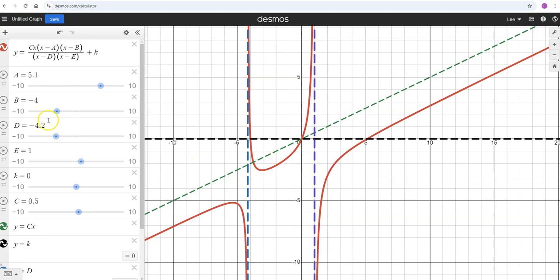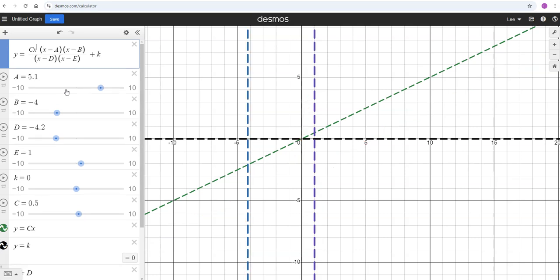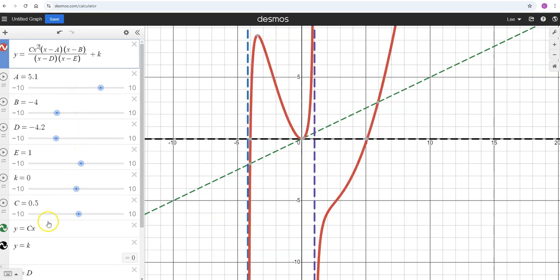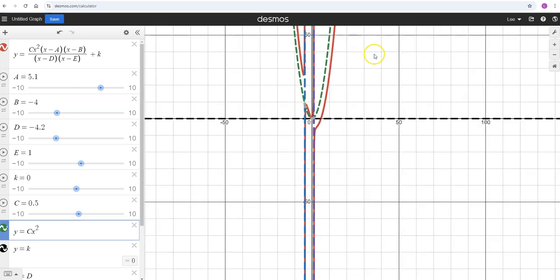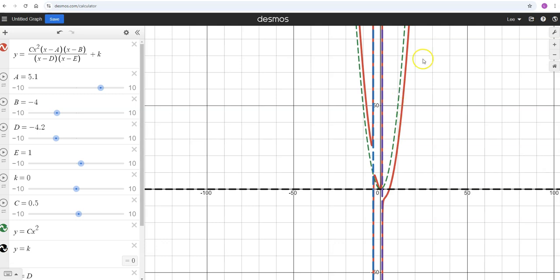One last thing I'll say is if you put in something like cx squared, this would also be what we call an oblique asymptote, right? The graph is going to approach these as I head out to the left and right on my graph. So you can have asymptotes that are parabolas or other shapes, cubics, not just lines or slanted lines that go in there.